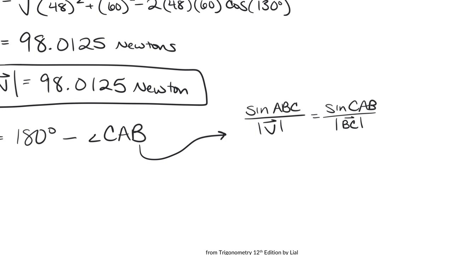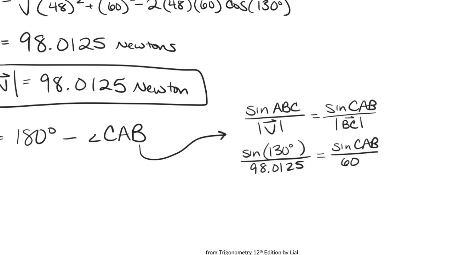But once we do this, we have three of the four missing pieces here. What angle is sitting there in ABC's angle? Look at your triangle. 130. So this is 130 degrees. And we just found that the magnitude of vector V is 98.0125. That's going to be equal to the sine of CAB over the magnitude of BC. What is the magnitude of BC, of that side length? 60. We are setting up a law of sines. It's only confusing because our picture has a lot going on in it. But you guys were great at doing this particular step.